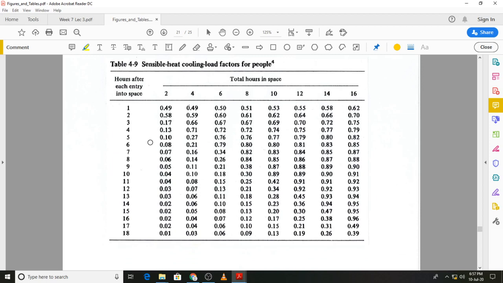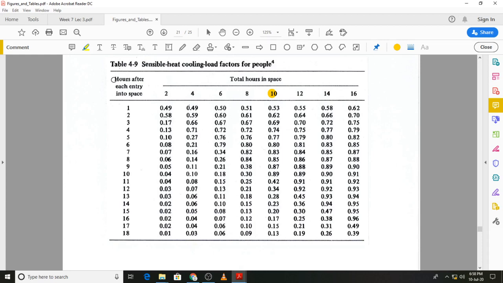We have to be a bit more careful in reading the values of cooling load factor from this table. First, horizontally you can see there are a number of columns for total hours in space, and we know that the people enter at 800 hours and they leave at 1800, so they stay in the conditioned space for 10 hours. So that means this is the column that we will need to use, and against that we also have the first column which is hours after each entry into space.